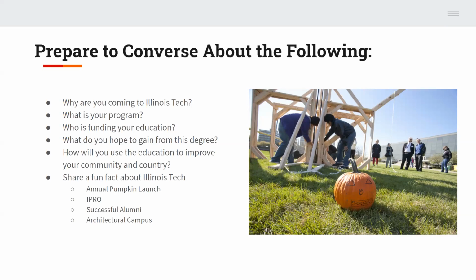In addition to that, did you know that Illinois Tech was an architectural campus? What does that mean? It's actually a landmark campus. The architect who designed our campus was Ludwig Mies van der Rohe, and he's the father of minimalism. He coined that term, less is more. So maybe if you want to add a fun fact to your interview, make sure you have this information available so you can start that conversation.